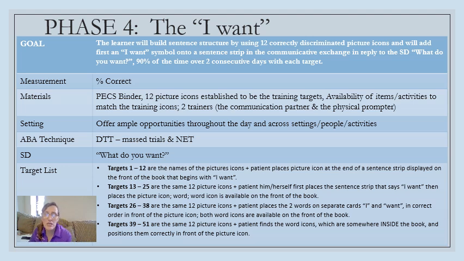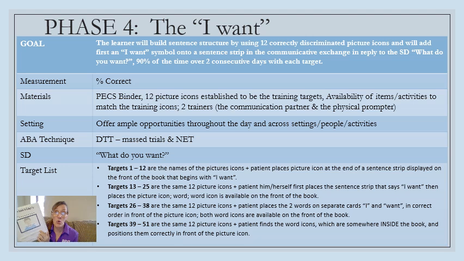So all you're doing is your SD is still what do you want, and the kiddo's going to respond by telling you what they want by putting the words I want in front of their picture card. So we've got our binder here, right? The first target is 1 through 12 because we're going to do this with just 12 particular picture cards that you pick out. The first target is that you're just going to have a little strip here that starts out with I want on it. You're just going to leave it there, and all they have to do is add their picture card to it.